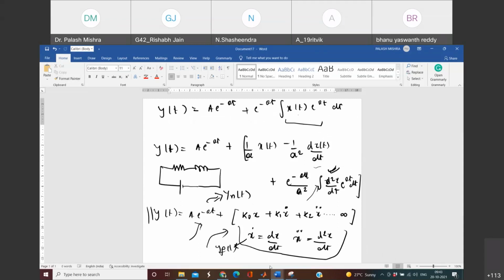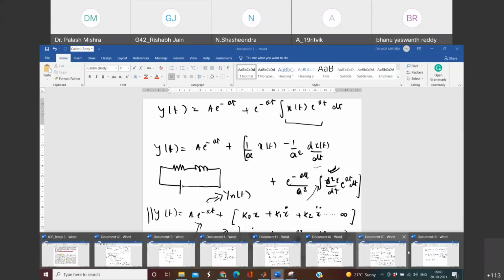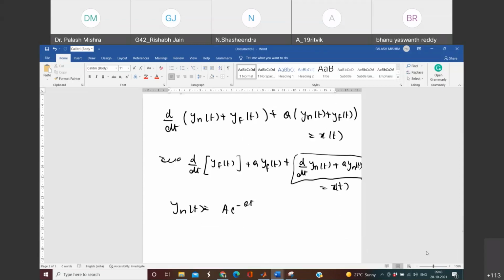If you see, ynt is equal to this one, and if you put this ynt in these two terms, then this value will come out to be 0. You can insert it and check it. So this equation will turn down to d by dt of yft plus a times yft is equal to x(t).